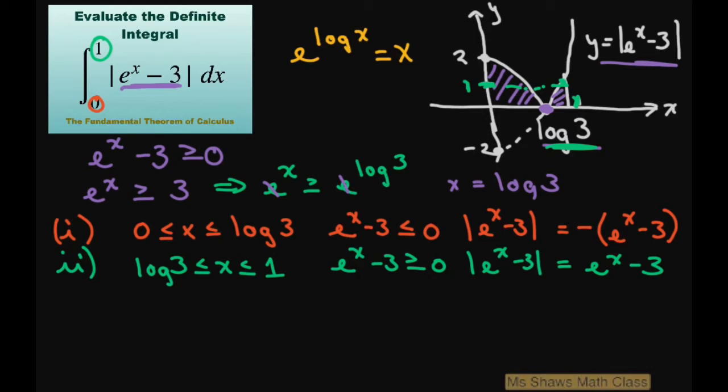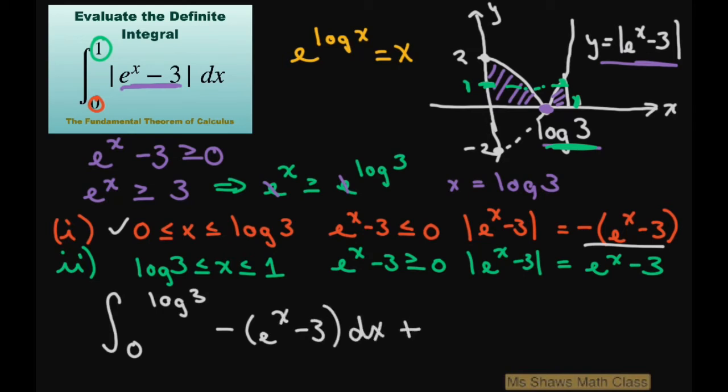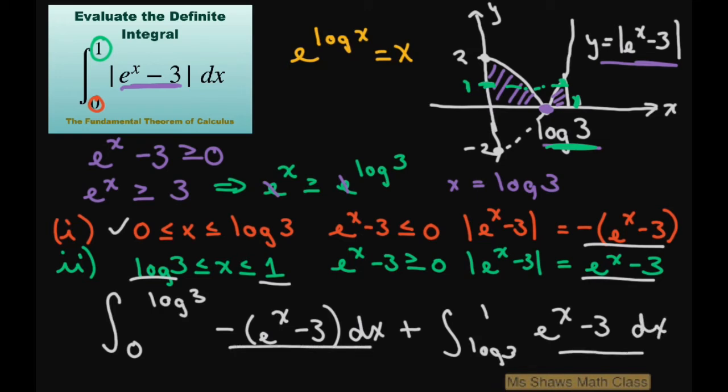We can set up our integral as two separate integrals and use the additive property. We're going to have the integral from 0 to log of 3 of negative e to the power of x minus 3 dx. Then you add the second area, which is log of 3 to 1 of e to the power of x minus 3 dx. Now we're going to integrate both of these and evaluate. These are pretty easy to integrate.